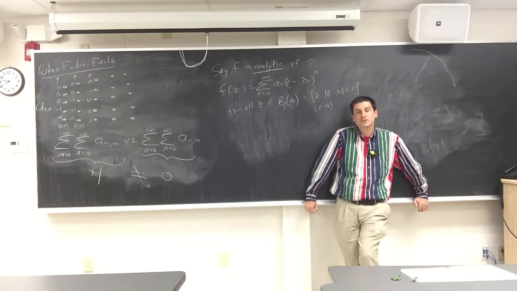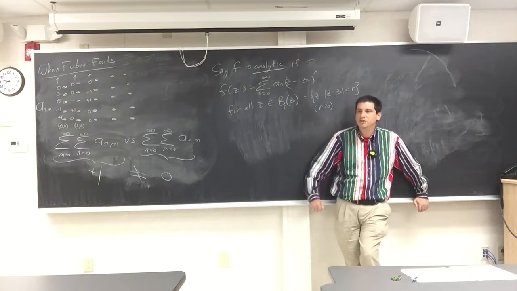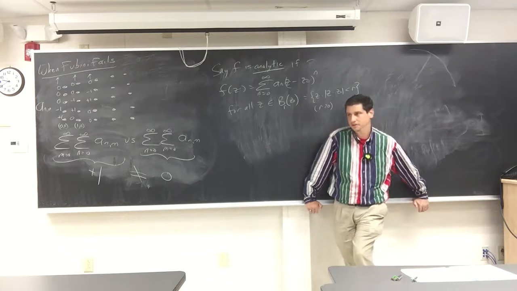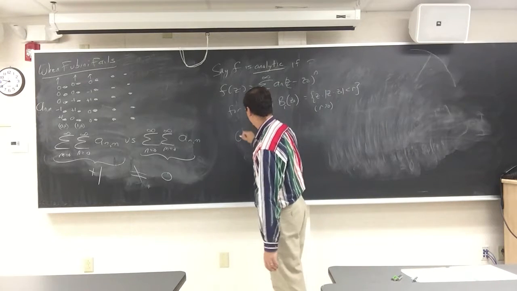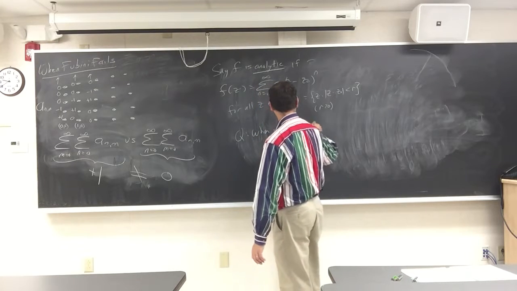And then a function is analytic in a region if it's analytic at each point. But this is a local property. It's what's going on at a point, in a small neighborhood of that point. And we already have a theorem that an analytic function is infinitely differentiable. So the question, of course, is which functions are analytic? That's going to be one of the big motivating questions. Question: when is f analytic?